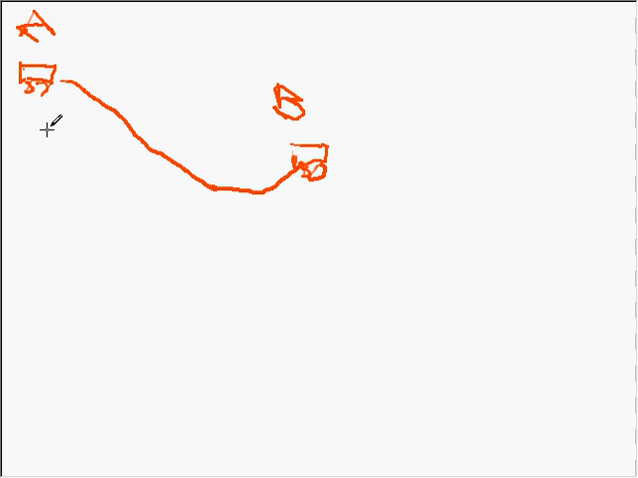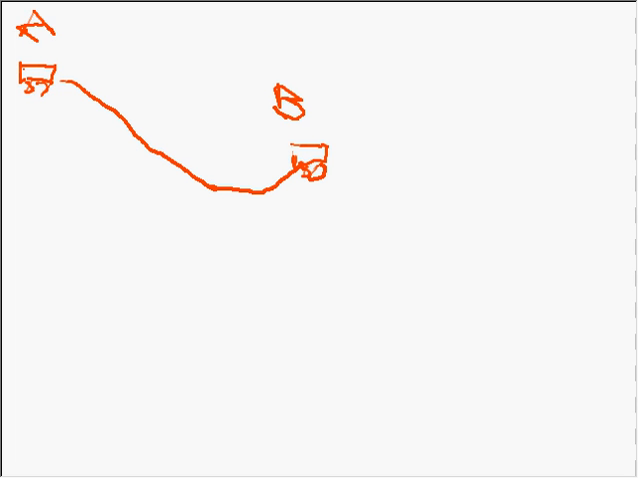At point A, it has a very high potential energy and relatively low kinetic energy, not moving as fast. And then as it falls, it transforms its potential energy into a high amount of kinetic energy at point B with a relatively low amount of potential energy since it's at a lower point.